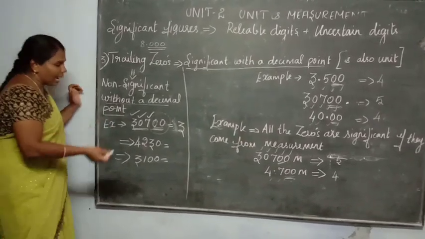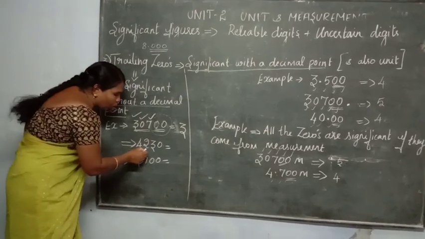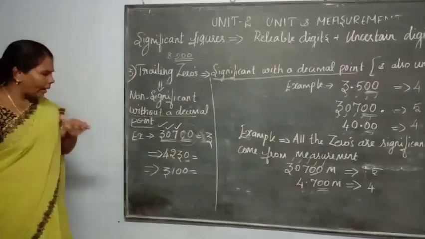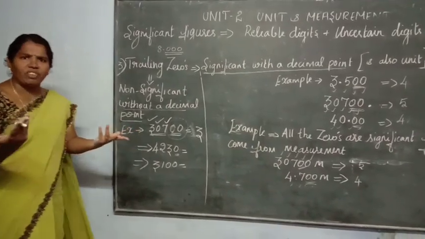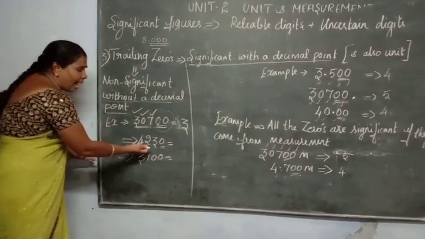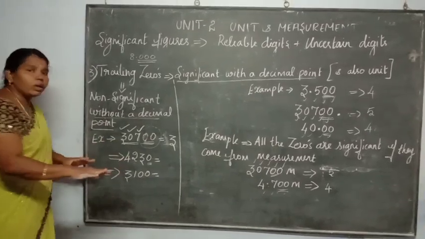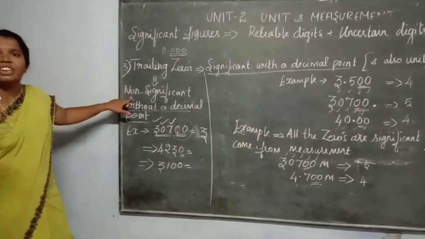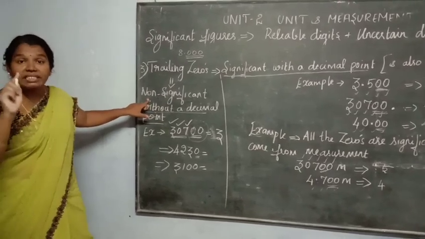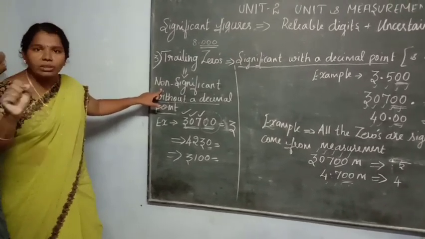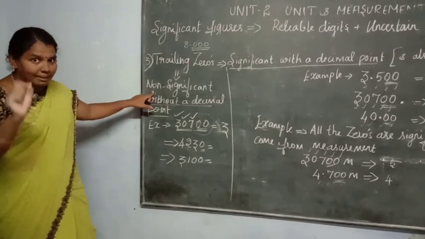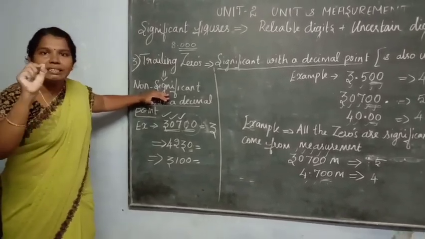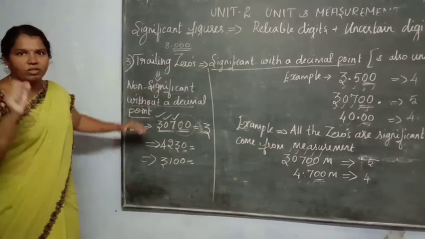Similarly, see another example, 4230. The end has a trailing zero. Trailing zeros are not significant, because it does not have a decimal and it does not have a unit. Non-significant means you won't count them. You just leave that zero. That is the meaning. Keep it in your mind: non-significant means you won't count that zero value.